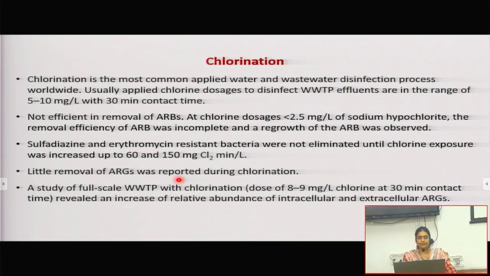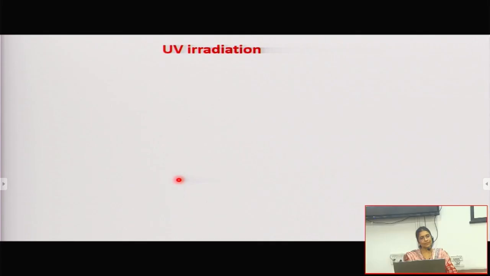It revealed an increase in the relative abundance of intracellular and extracellular ARGs. After this step, we found that it increased. Why? Because when you're doing the chlorination, the bugs are all getting killed. The ARBs, or most of the bacteria, are getting killed. When their cell membrane is compromised, the genes come out through those pores. So it is good to some extent for bacteria, but not for the genes.